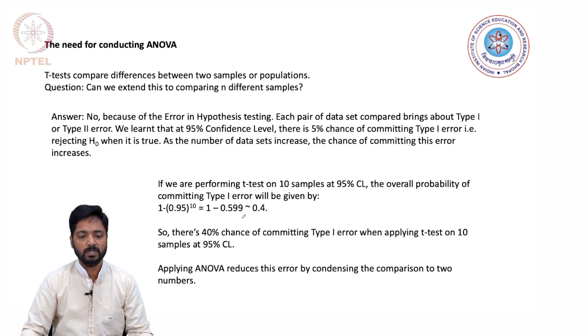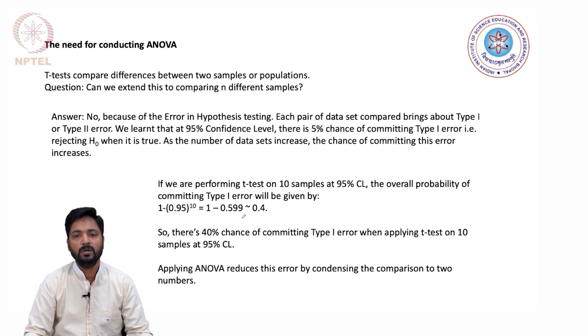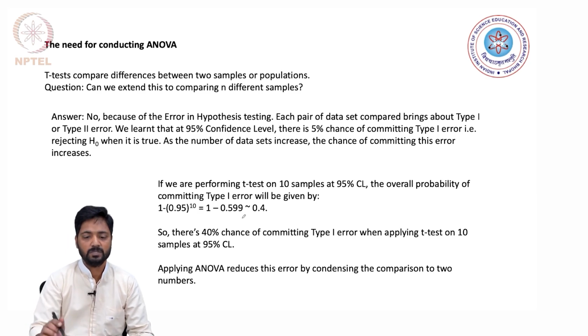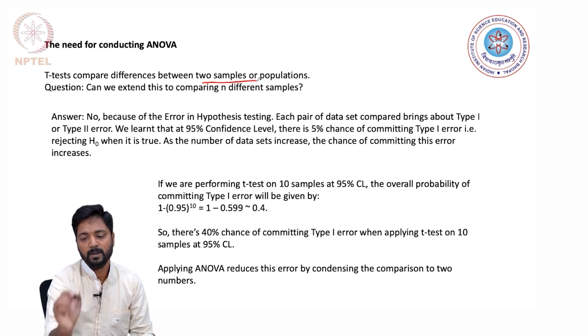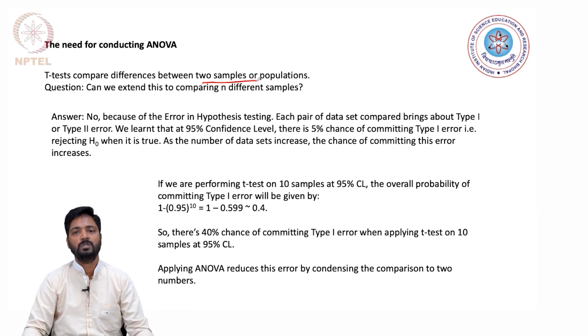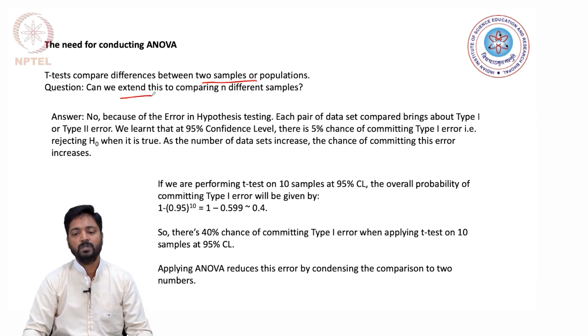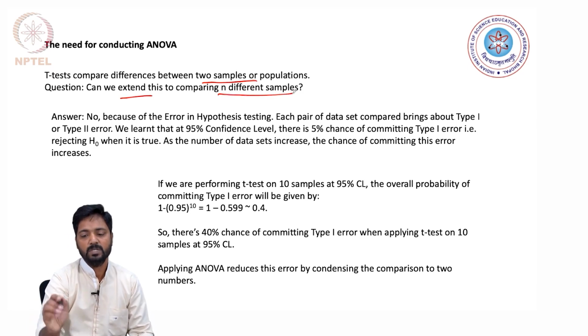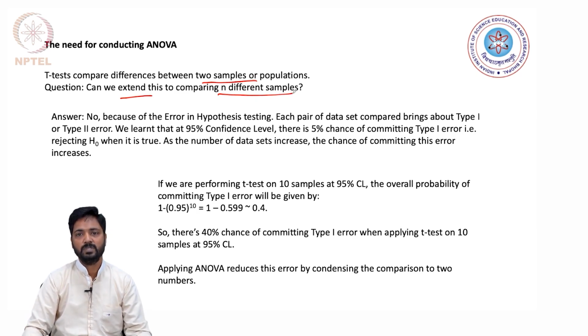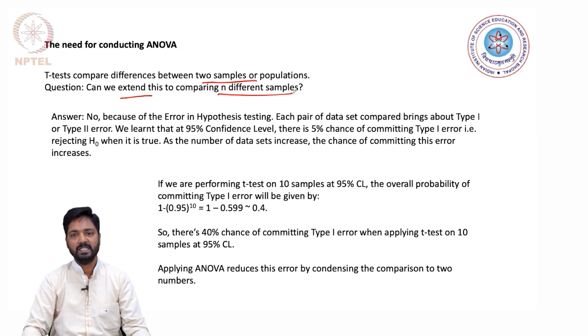So let me begin with the discussion on what is the need for conducting analysis of variance. So far, in the last week we saw that we can apply t-tests to compare differences between two samples or populations. So the obvious question is, can we extend the t-test to compare n different samples? Suppose we have 5 or 10 different samples that are being compared, and within these samples we have individual readings. Can we apply t-test to compare these samples and arrive at a particular inference?